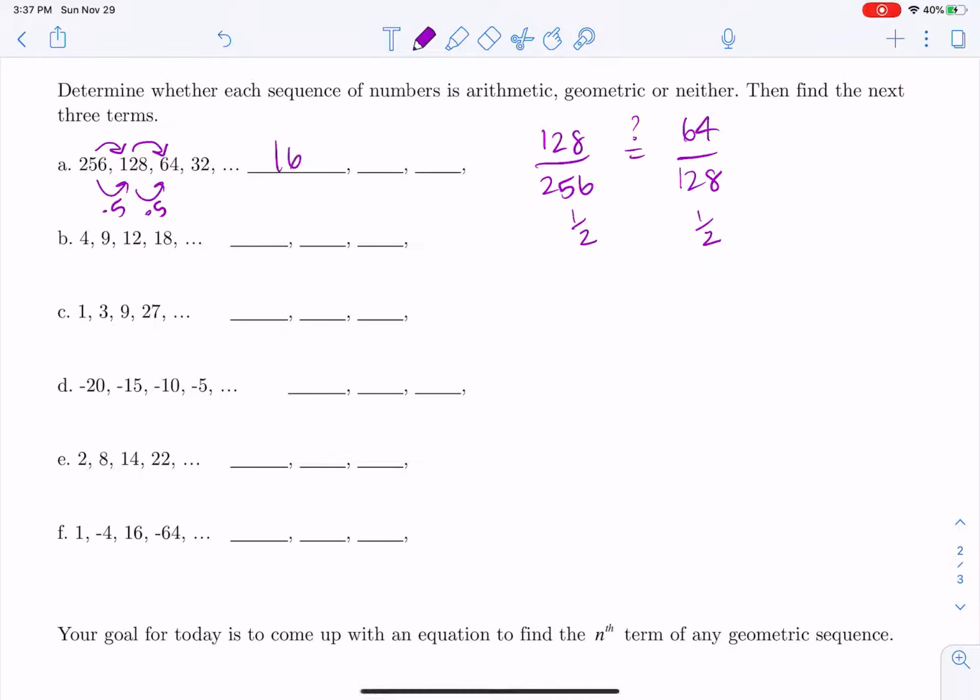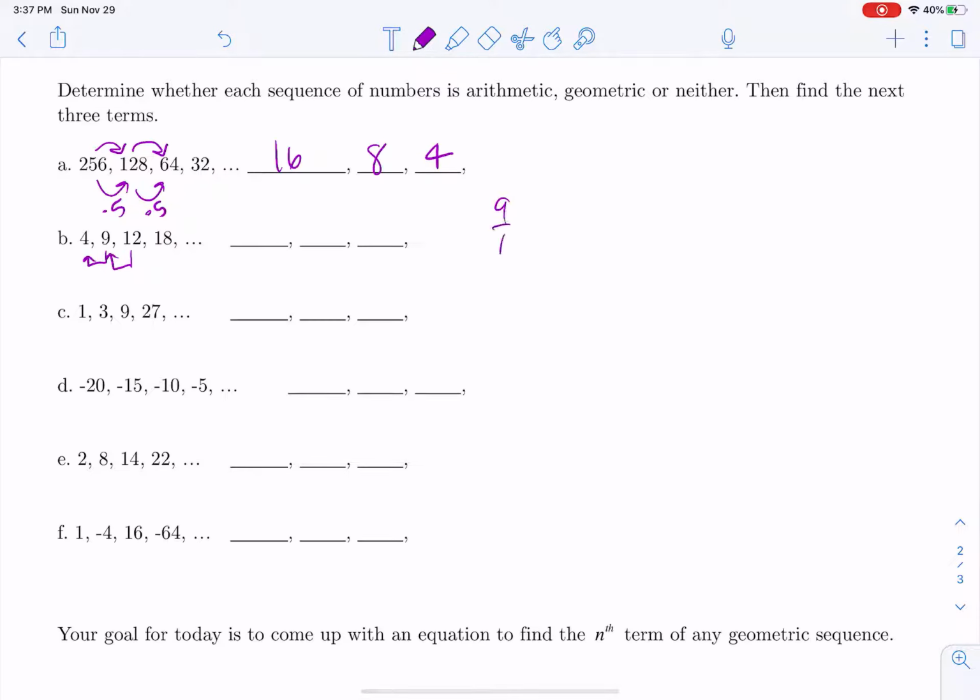So here I would have 16. 16 times 1/2 is 8, and 8 times 1/2 is 4. Taking a look at the next one, I'm just going to erase this to give me a little more space. So is the ratio of 9 and 4 the same as the ratio of 9 and 12? So is 9 divided by 4 the same as 12 divided by 9? 9 divided by 4 gives me about 2.25, and 12 divided by 9 is not quite close to 2.25. So this is not a geometric sequence.